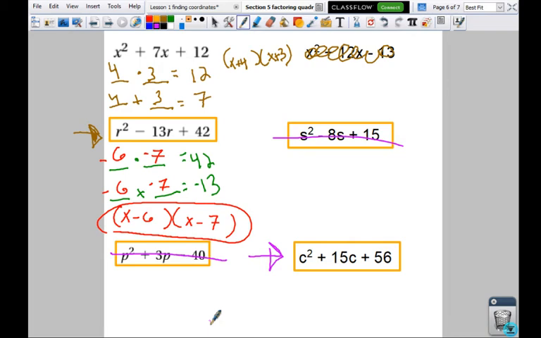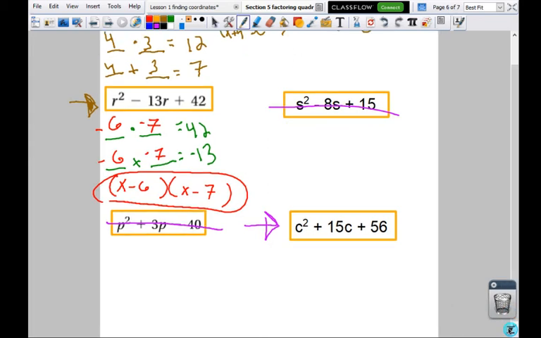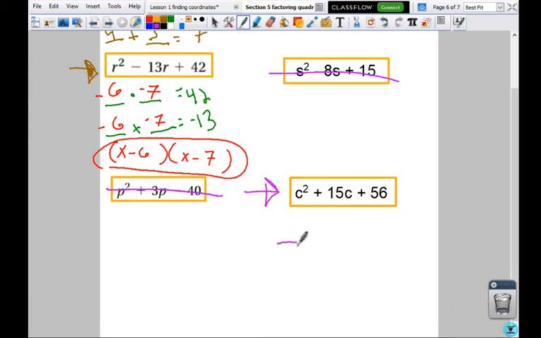For the really last in-class problem, you don't do anything with this c squared, do you? No. It's just chilling there. We'll do stuff with it later, but not right now. Something times something equals 56, but also adds up to 15.